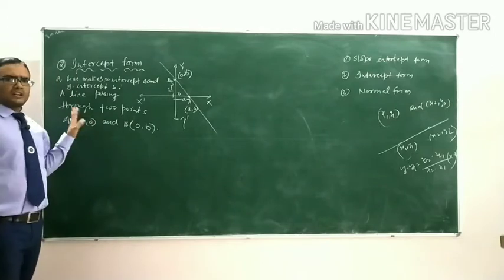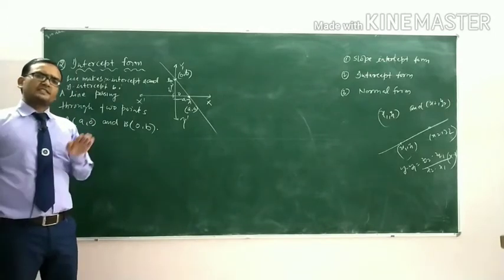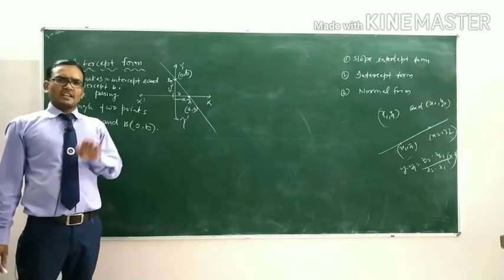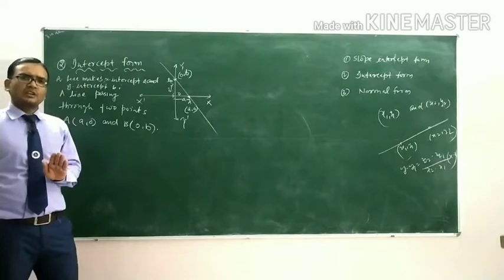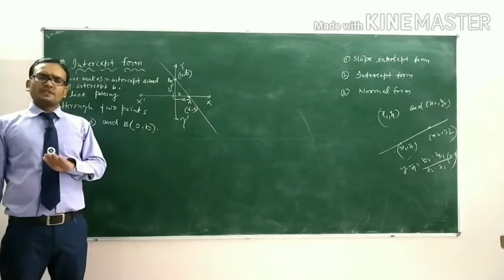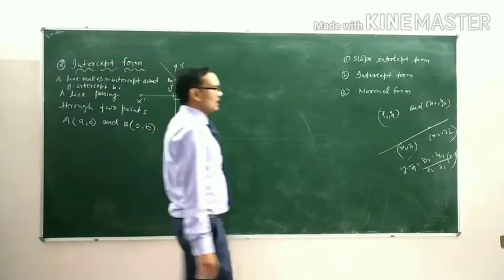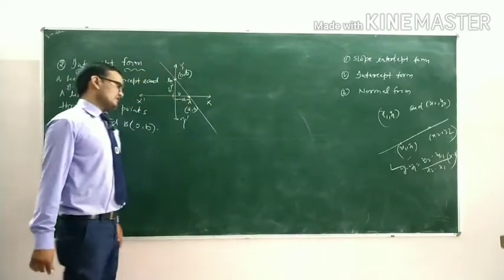That is a line passing through two points, first is A and next is B. Coordinate of A is (a, 0) and coordinate of B is (0, b). Then using this formula we find the equation of the straight line.